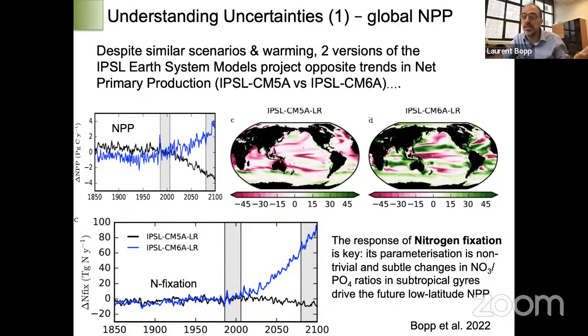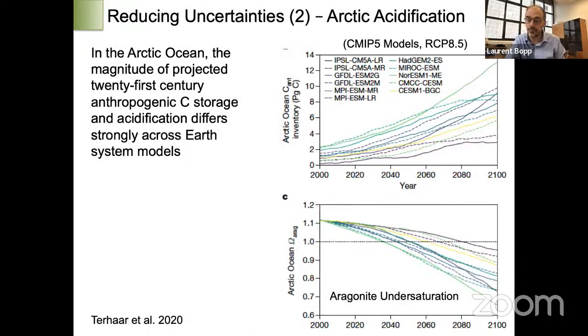So, of course, this is not the end of the story. There are ways to reduce these uncertainties. I won't show you that for the NPP, but I will show you that with another example, okay? So we change regions, we go to the Arctic Ocean, and we look at projections here for basically the anthropogenic carbon inventory in the coming decades in the Arctic Ocean.